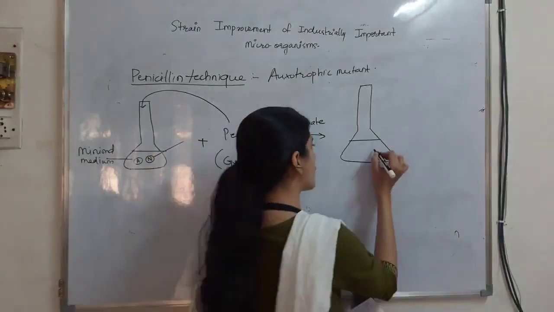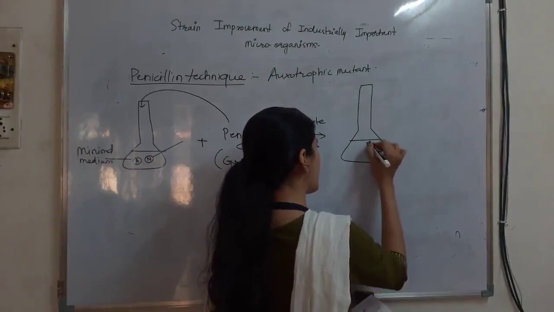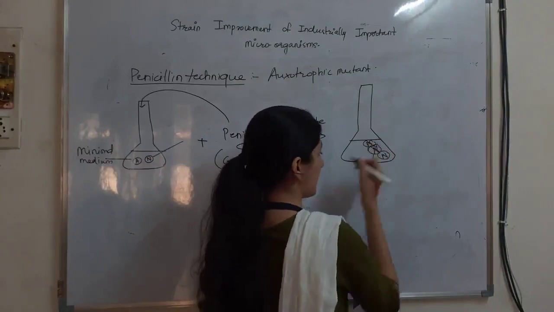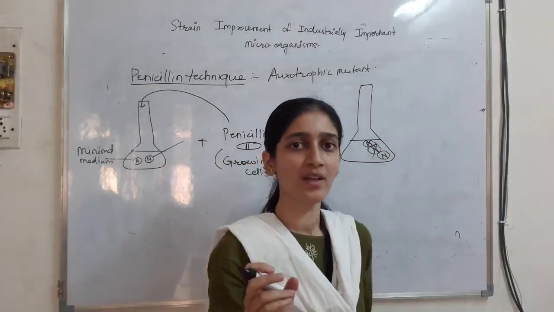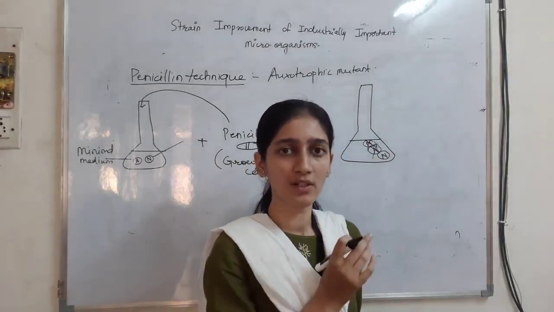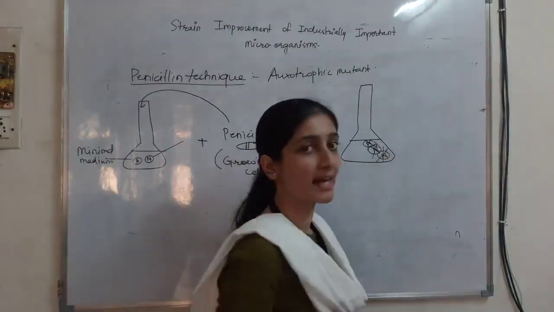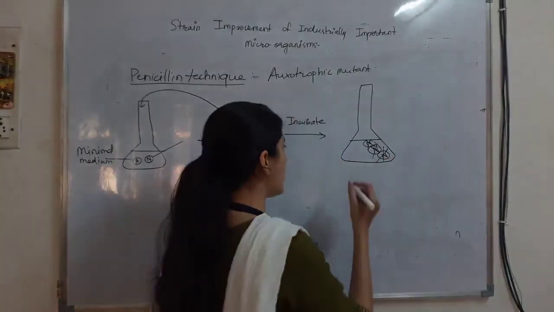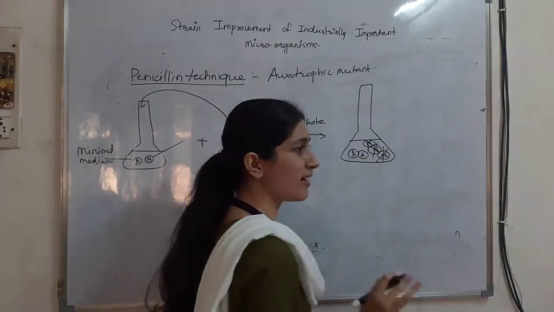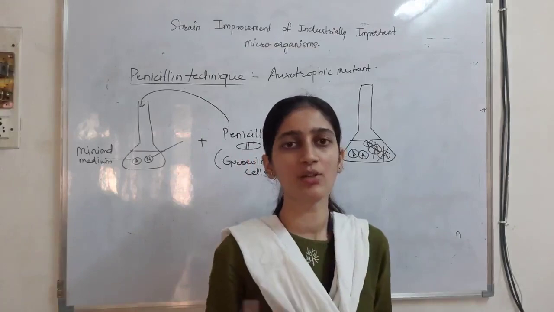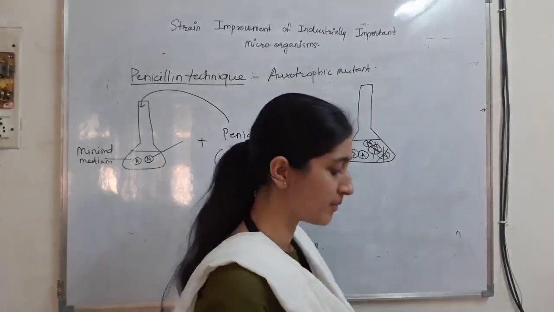So the non-auxotrophic mutants, as they divide, will get immediately killed, because as we know, penicillin acts on the cell wall synthesis of the bacteria, and the non-auxotrophic mutants will eventually die. Whereas the auxotrophic mutants will stay in the dormant state. They will not divide, they will not grow. They will just be in that medium.